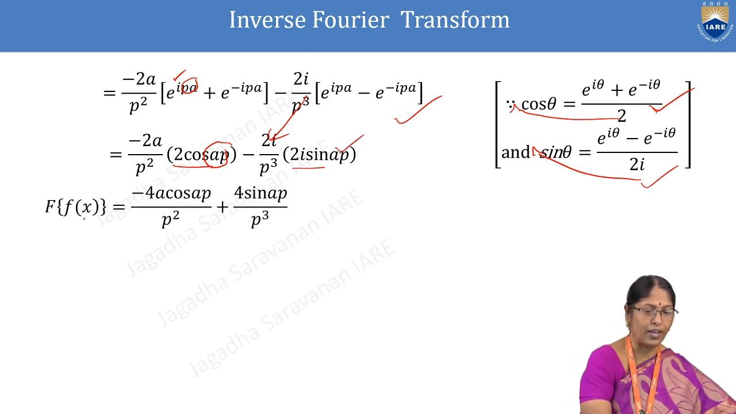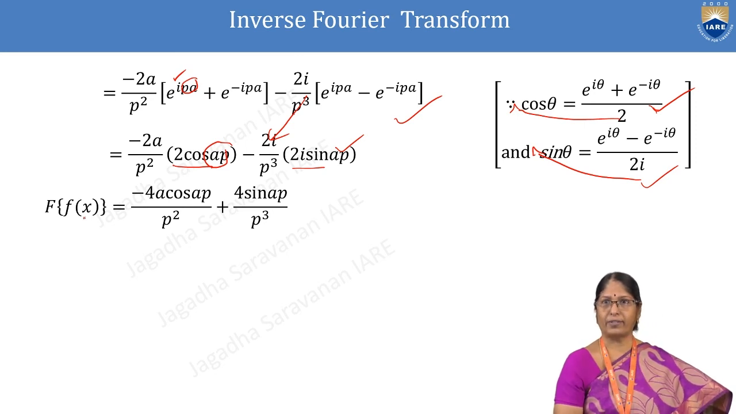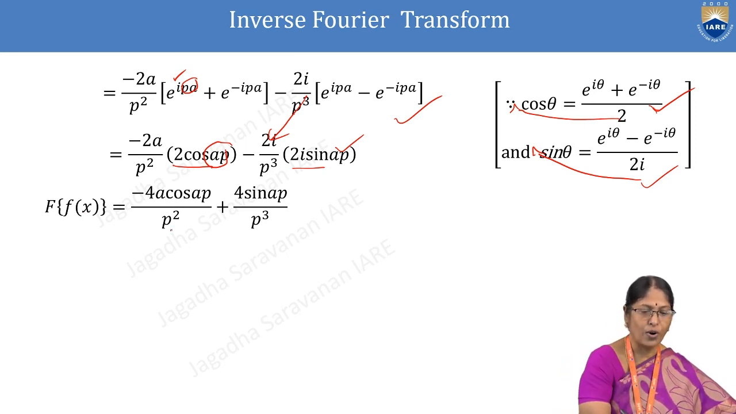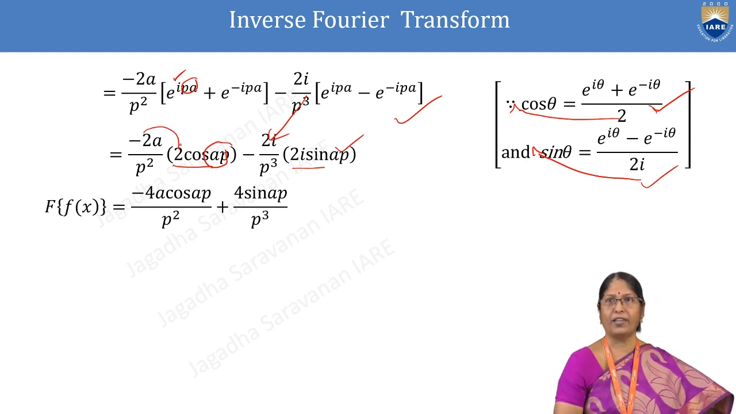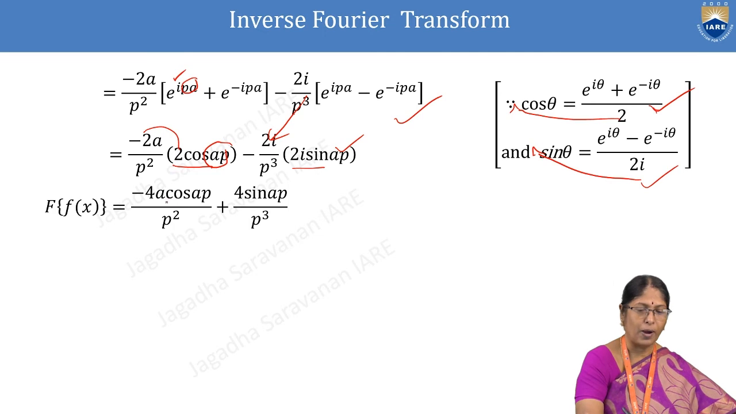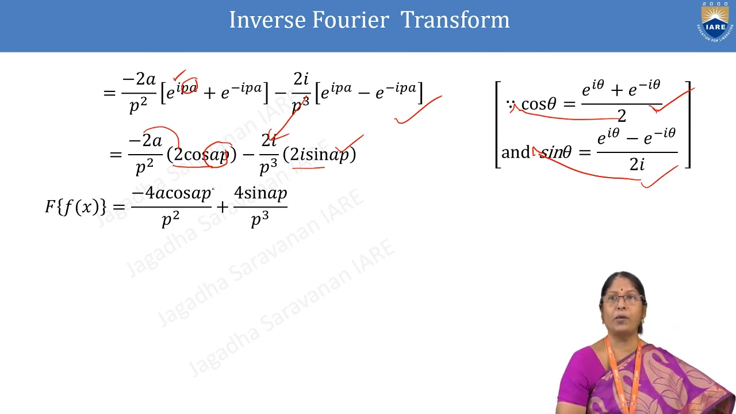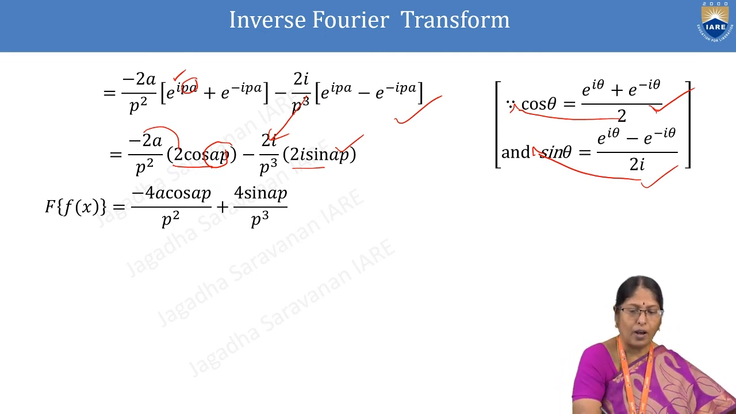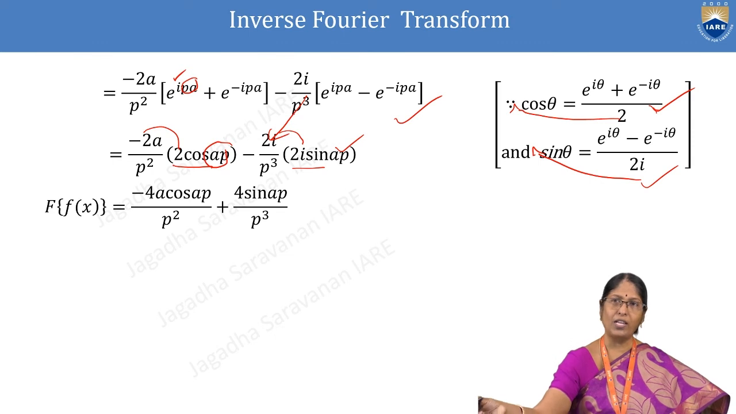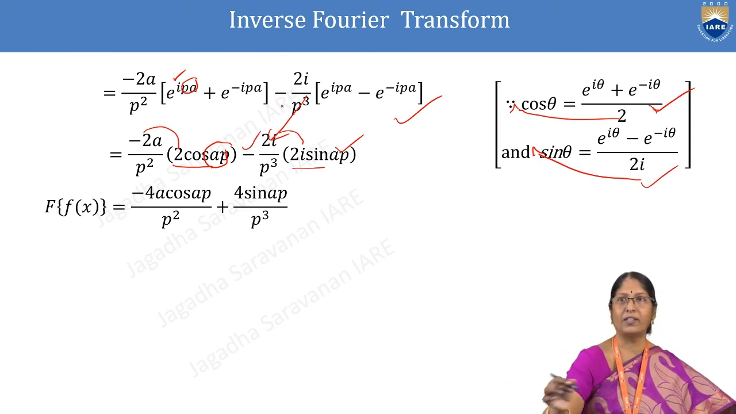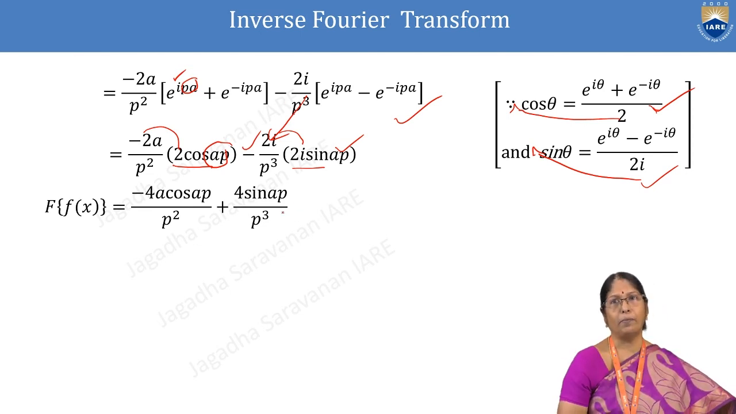Now capital F of x. So minus 4a by p square. This 2 we are multiplying, so we got minus 4a cos AP by p square. Now noticing here, i into i is there. So i square is nothing but minus 1. Here minus is there, minus into minus is plus. So 4 sin AP by p cube.